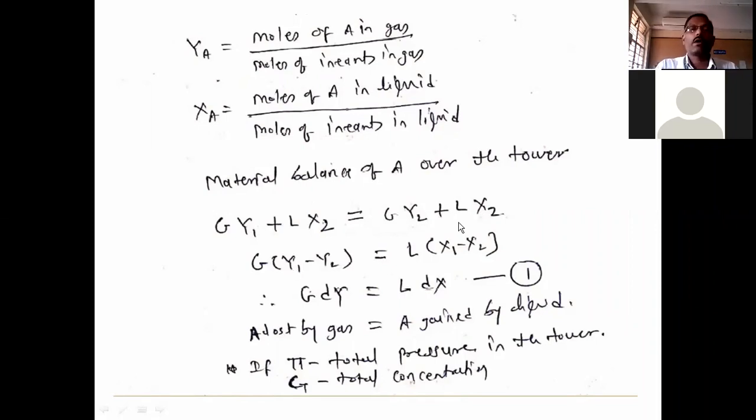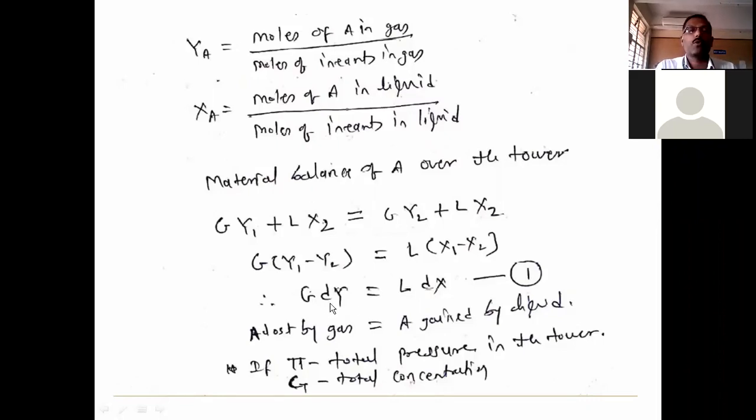Rearranging this equation, we get G into (Y1 minus Y2) is equal to L into (X1 minus X2). That is the difference, so G dy is equal to L dx. That is equation number 1. This is the material balance equation.